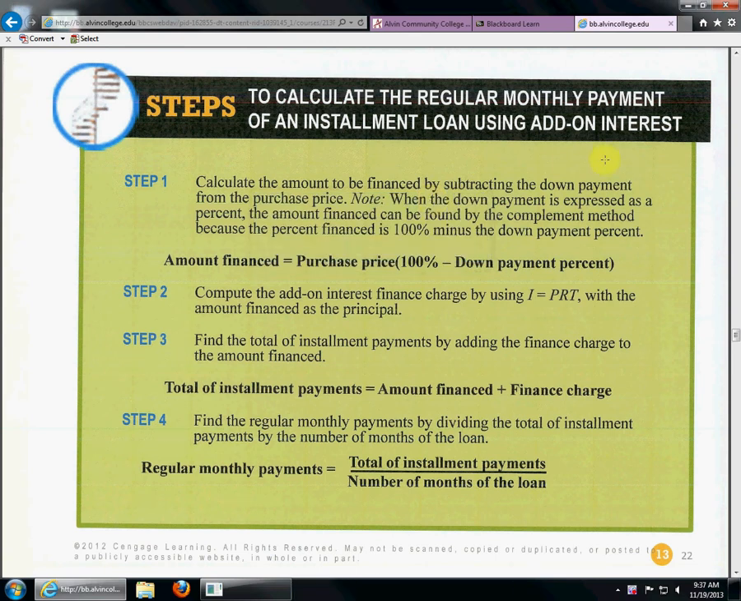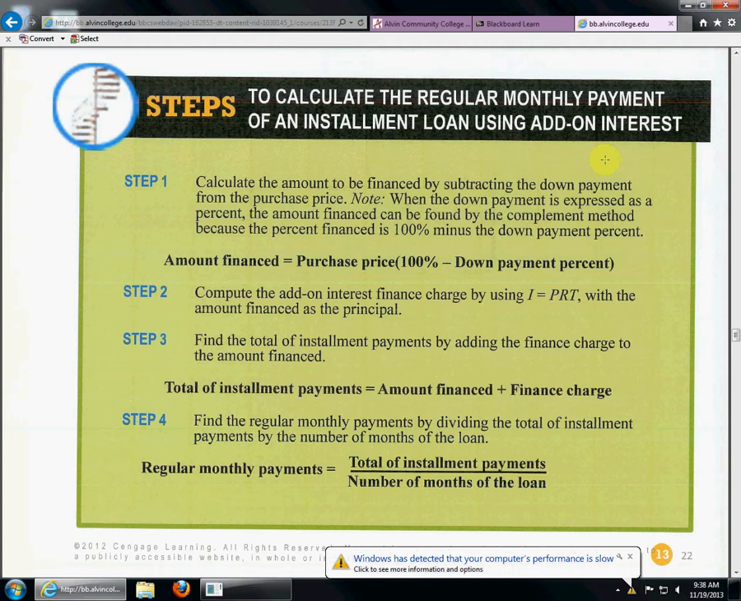Okay, at the bottom of page 427, you have the steps to calculate the regular monthly payment of an installment loan using add-on interest. So we have 4 steps. First step, calculate the amount to be financed by subtracting the down payment from the purchase price. And they tell you that sometimes when the down payment is expressed as a percent, the amount financed can be found by the complement method, because the percent financed is 100% minus the down payment percent. So they show you the purchase price times 100 minus the down payment percent.